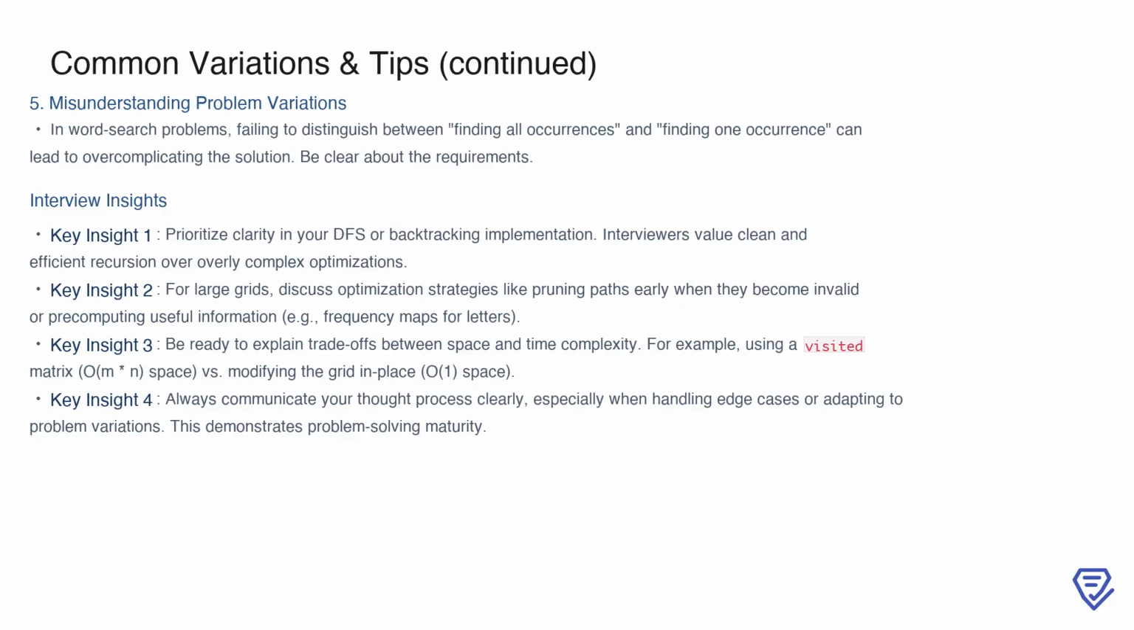For larger grids, it's helpful to discuss strategies like pruning invalid paths early or even pre-computing useful information, such as a frequency map of letters in the grid. Additionally, interviewers may test your understanding of trade-offs between space and time complexity. For instance, you might use a visited matrix, which requires O(m*n) space, versus modifying the grid in place to save space at the cost of changing the input. Lastly, clear communication is essential. Explaining your thought process, especially when handling edge cases or adapting to problem variations, shows maturity in problem solving and can leave a strong impression.